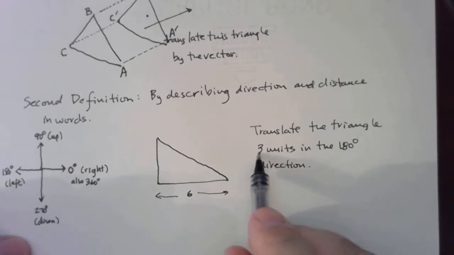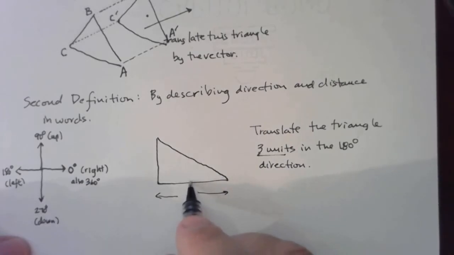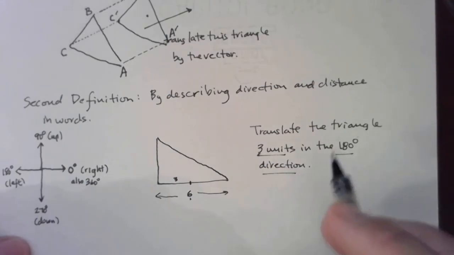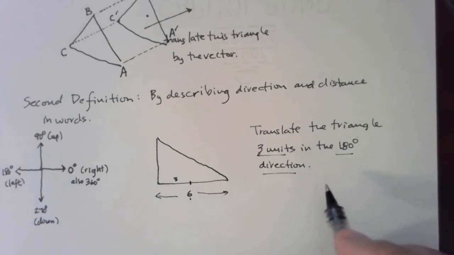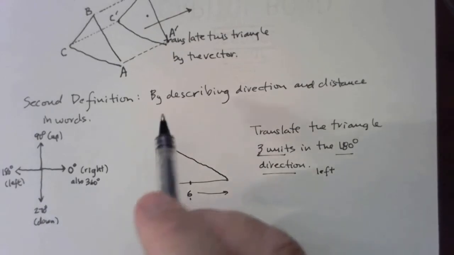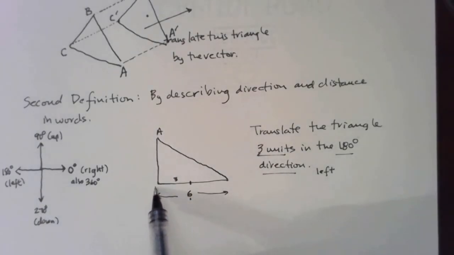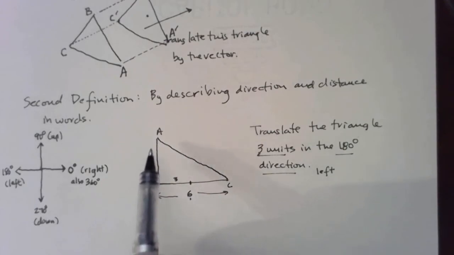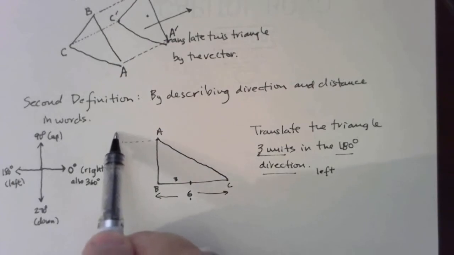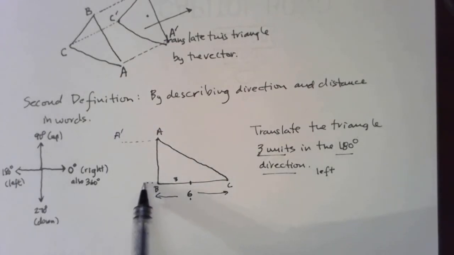The 3 units means we want to go 3 units. But what does 3 units mean? Well, the triangle tells us what 6 units is, so this must be 3 units right there. Half of the 6. In the 180 degree direction, that's a fancy way of saying I want to go to the left. 180 degrees is to the left. That means I'm going to take each point, I'm going to label the vertices A, B, and C. I want to move each of those vertices 3 units in the 180 degree direction. So there we'll move the first. Here's the second point. Each point's moving to the left.